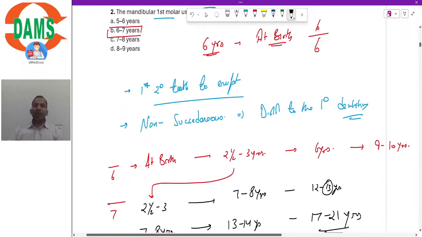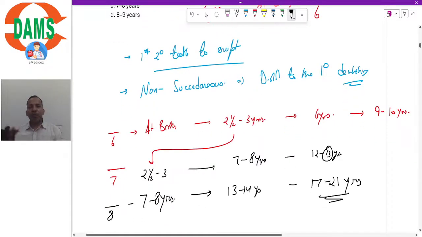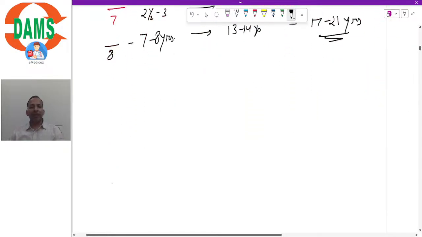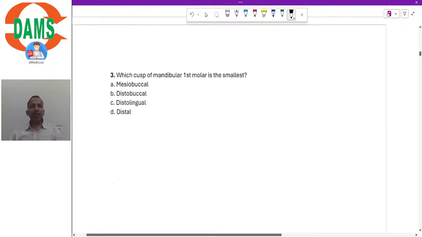So the chronology of mandibular molars is almost similar to that of maxillary molars. Right? तो अगर आपको एक भी याद रहती है तो आप दूसरे को अपने आप ही रिमेम्बर कर पाएंगे, है ना. आगे अपन चलते हैं थर्ड क्वेश्चन पर.